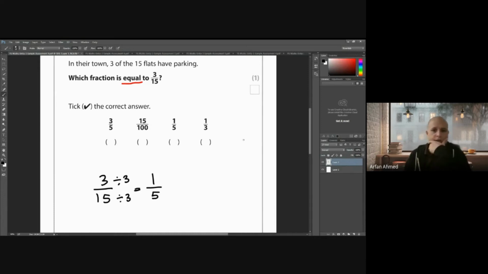Just double check. It can't be a 3rd, because a 5th and a 3rd are not the same thing. 15 over 100. Well, tick the correct answer. It's only one answer. It's got to be that one. It's no use checking the other ones. Definitely it's going to be that as your answer, because 3 over 15 simplifies to 1/5. So it can't be the other ones. That's your answer. 1 mark, dead easy.